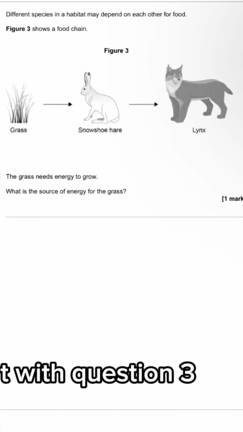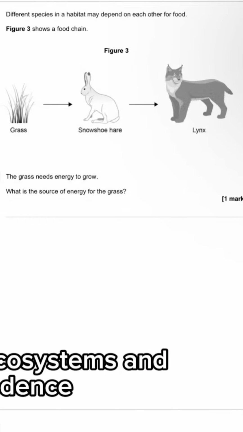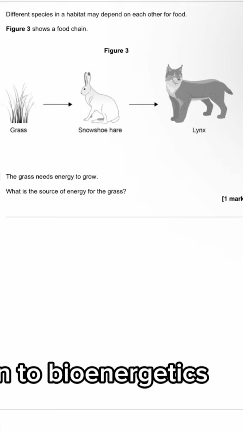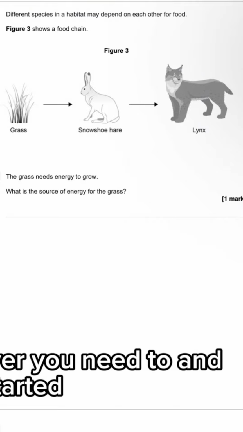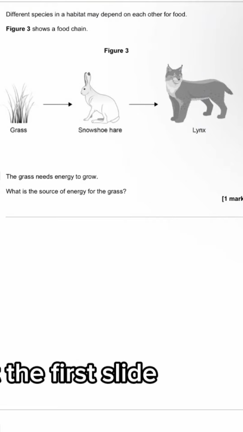In this video, we'll start with question 3, which is all about ecosystems and interdependence. After that, we'll move on to bioenergetics, infection, and decay. So grab a pen, pause the video whenever you need to, and let's get started. Let's take a look at the first slide.